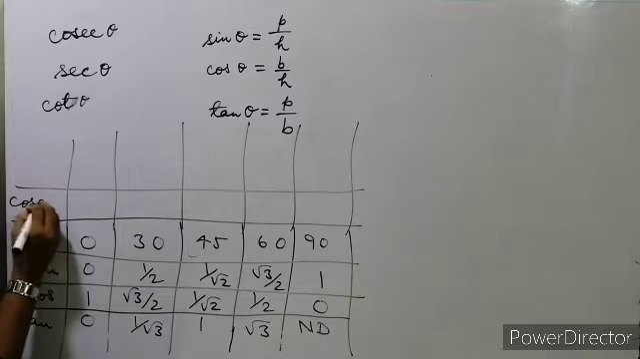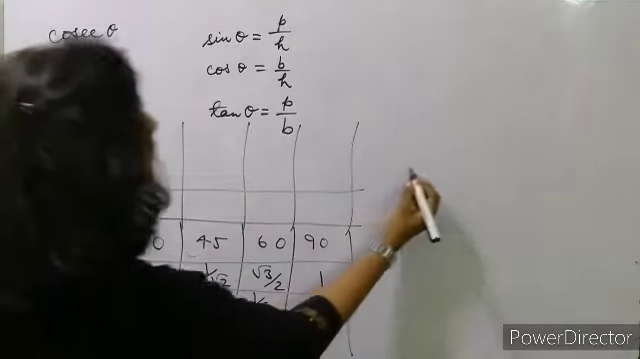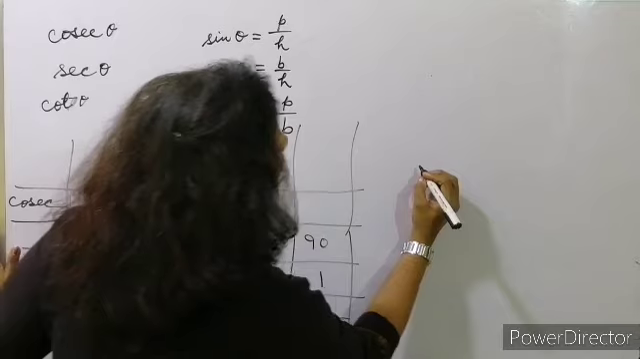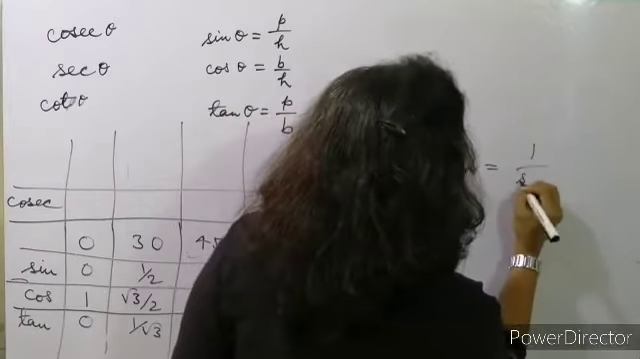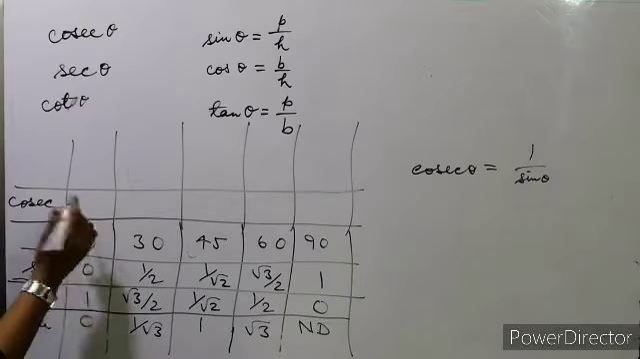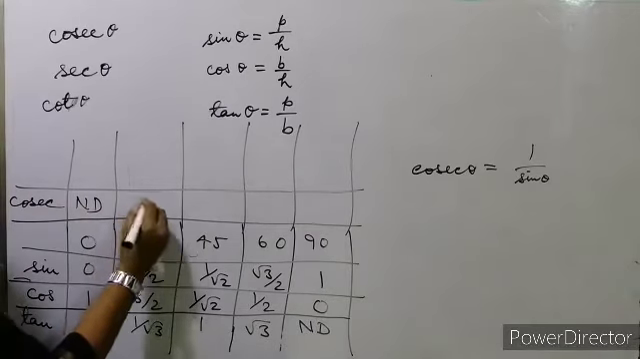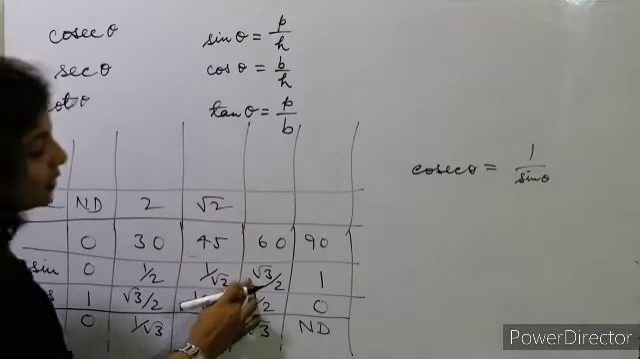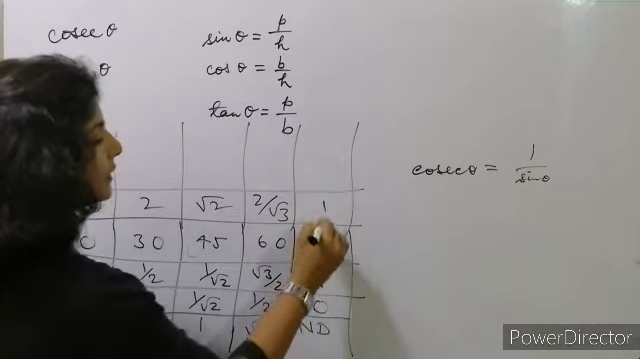Okay, so cosec 0 will be, sine 0 is 0, so cosec 0 will be 1 upon 0. So that is not defined. See, cosec theta will be equal to 1 upon sine theta. Sine 0, so 1 upon sine 0 is not defined. Okay. Now 1 upon 1 by 2, so it will be 2 upon 1, 2. Now 1 upon 1 by root 2, it will be root 2 upon 1. Root 3 upon 2, so it will be 2 upon root 3. 1, this will be 1.